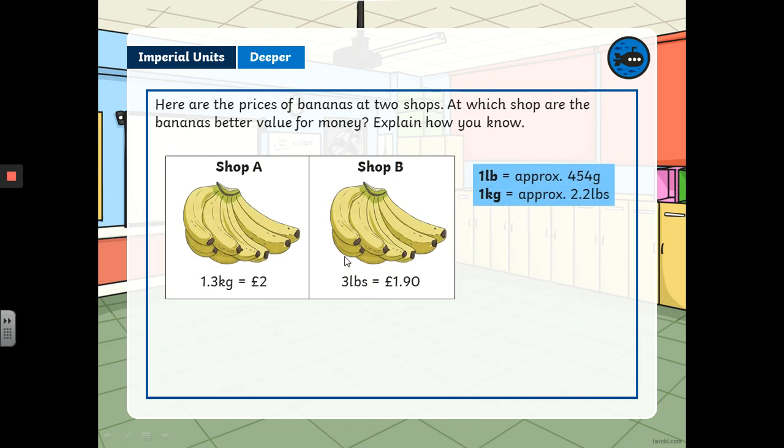Now, here are the prices of bananas at two shops. At which shop are the bananas better value for money? So 1 pound is equal to 454 grams.